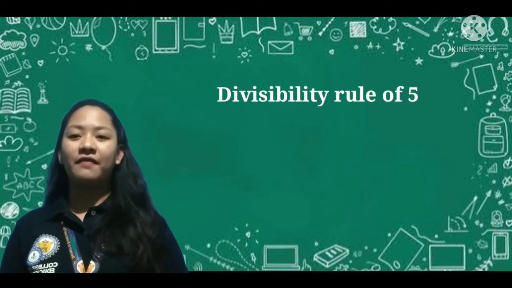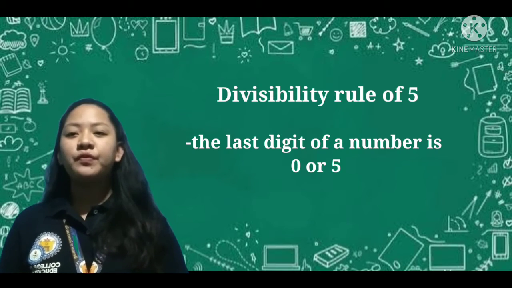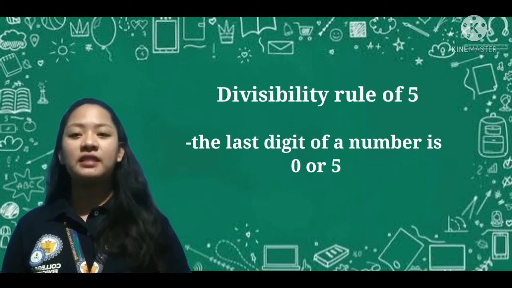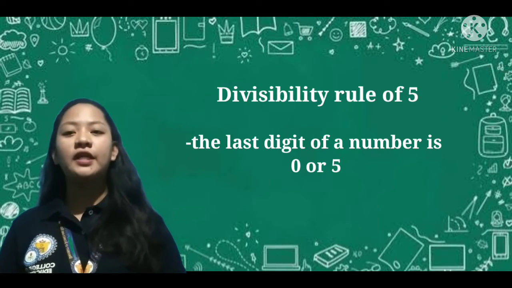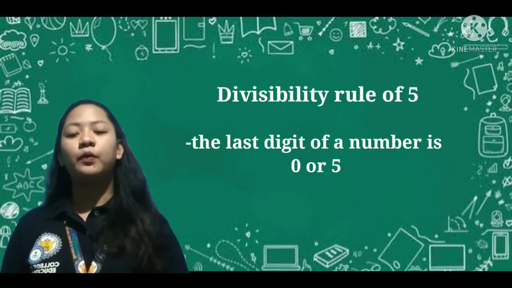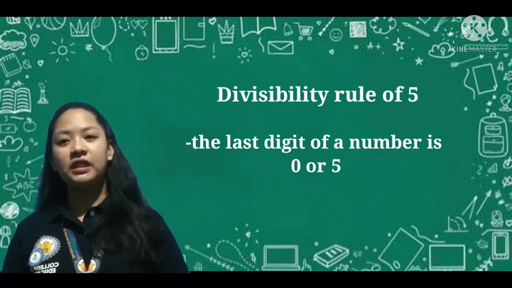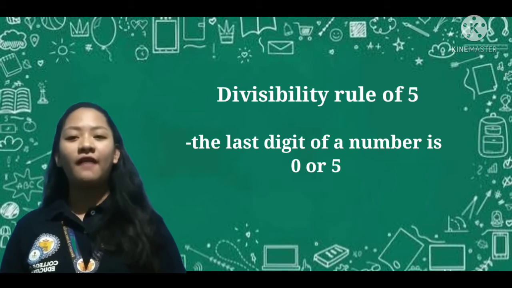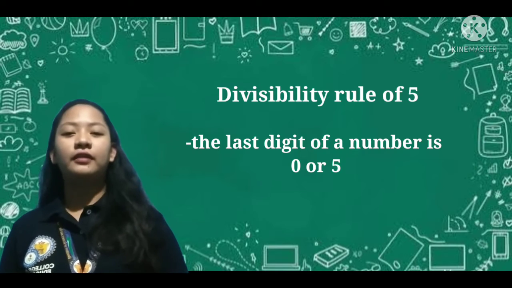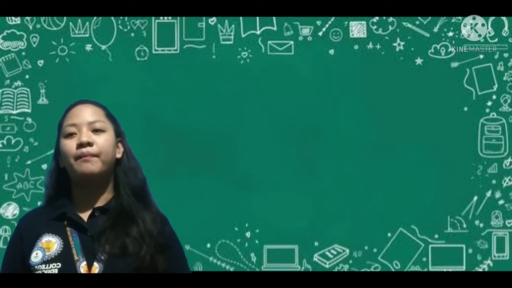Divisibility Rule of 5. This is very easy. If the last digit of a number is 0 or 5, then the number is divisible by 5. For example, 2570 or 385, 1000 or 10,000, and etc.